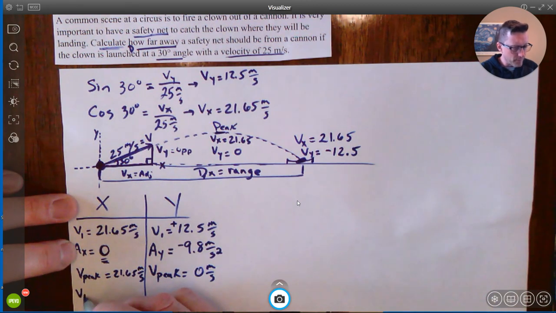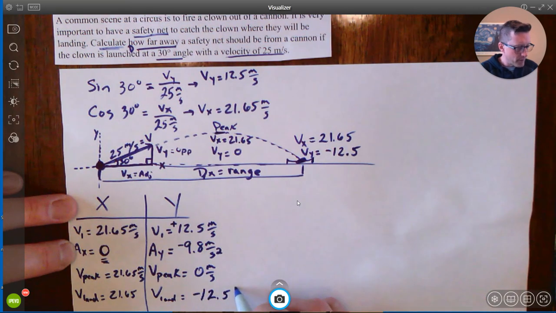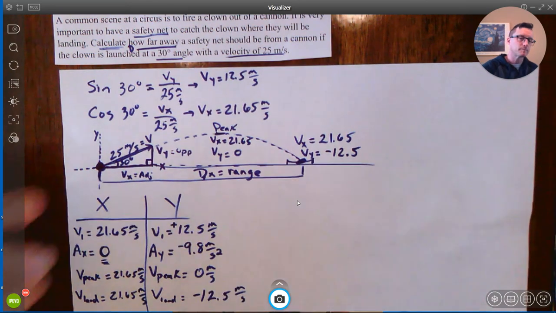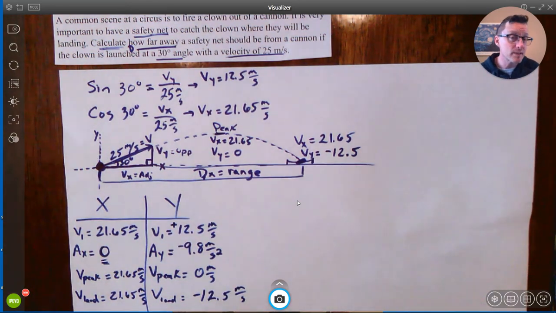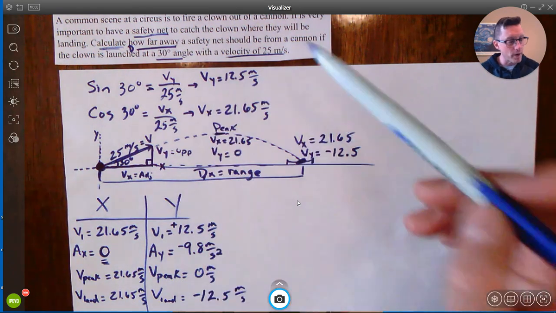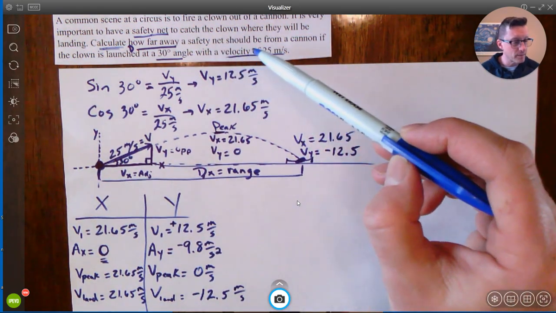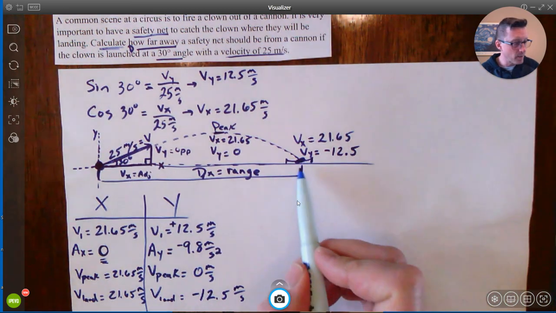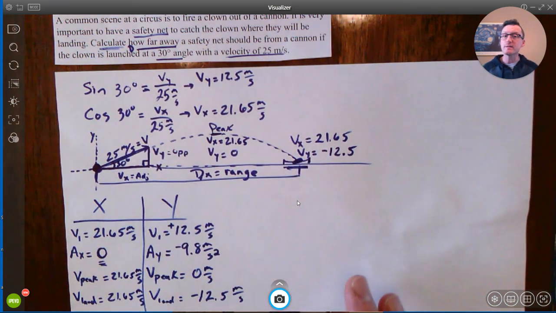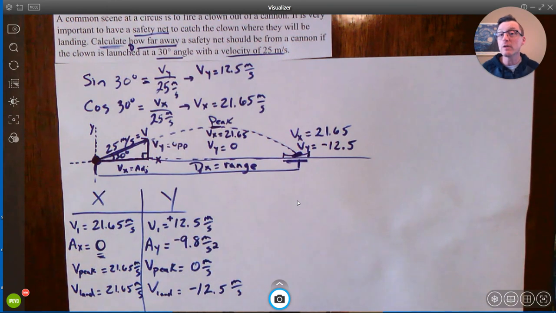Okay, so I'm going to put both of those here at the end too. So I'm going to just call it V of landing. V of landing for the X equals 21.65, and for the Y is negative 12.5. Again, those are both meters per second. Okay, now, which of those spots does this question talk about? This question is asking, how far away should the net be? So we're talking about this area here, which means we can ignore the peak for this one.